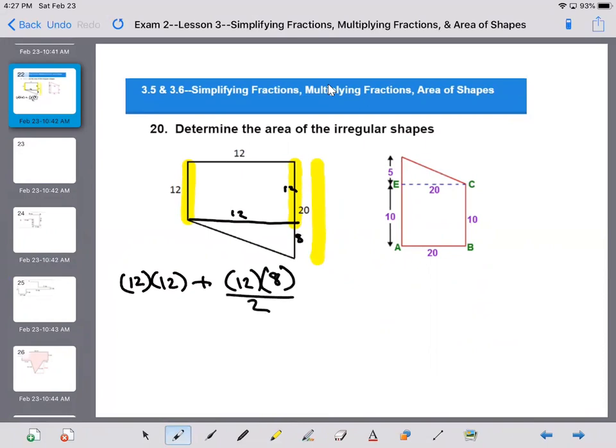So 12 times 12 would be 144. 2 will divide 12 6 times, so 6 times 8 is 48. And then we're just going to add those together. We would get 192 square units.